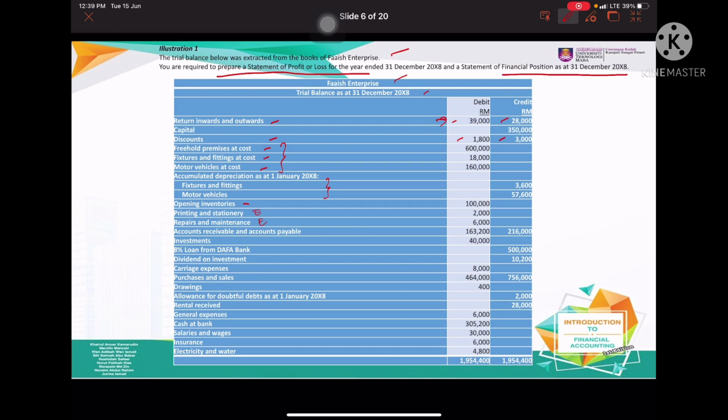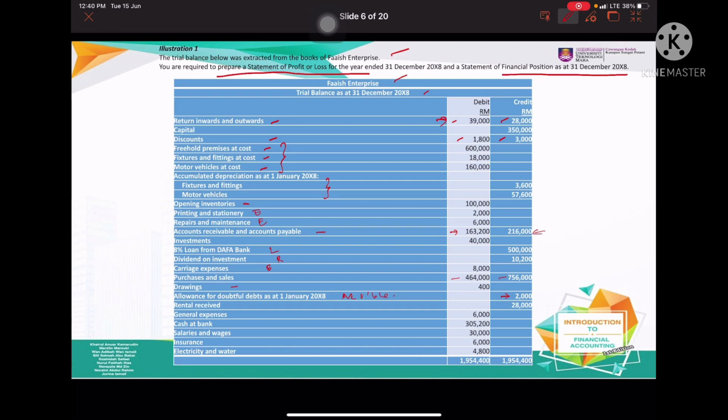So this is account payable and receivable. This is for the receivable, and this is credit for the payable. Investment is our non-current asset. This is a liability. Dividend on investment is our revenue. This is our expense. And then purchases and sales, we are given two parts. This is for the purchases and this is for the sales. Drawings, being given 400. Allowance for doubtful debt on the credit side is 2,000. This relates to our account receivable.